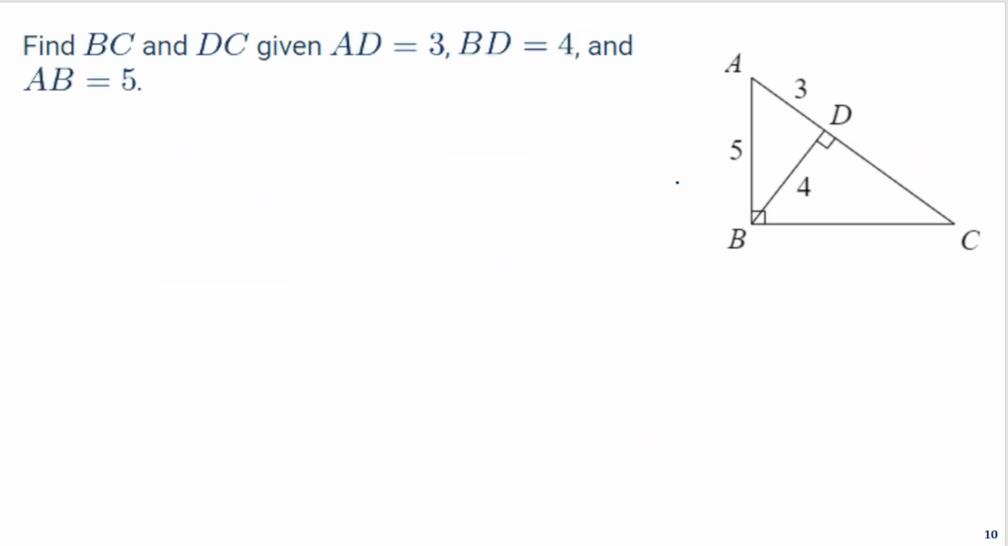Okay, and another typical setup of a pair of similar triangles is illustrated here. Suppose we have a right triangle ABC, and we have a height BD. Given AD is 3, AB is 5, and BD is 4, can you find BC and DC? Also, in this setup, we have actually 3 similar triangles, right?